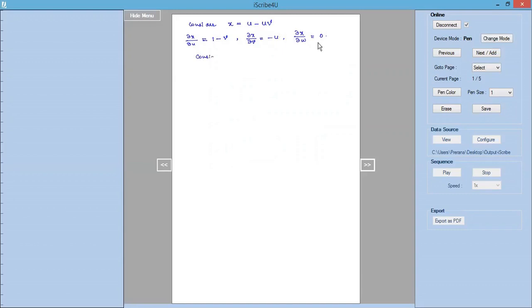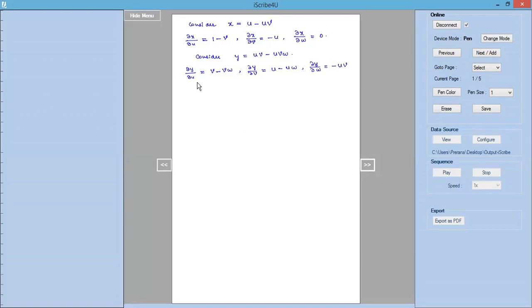Similarly, we now consider y. We obtain the expression for y as uv minus uvw. Now let us differentiate partially with respect to u, v, w. So dou y by dou u is equal to v minus vw. Dou y by dou v is equal to u minus uw. Dou y by dou w is equal to minus uv.